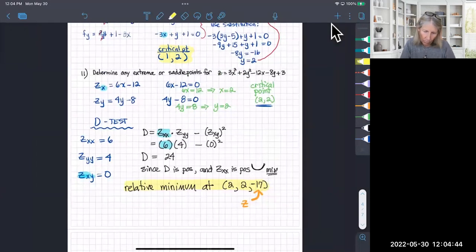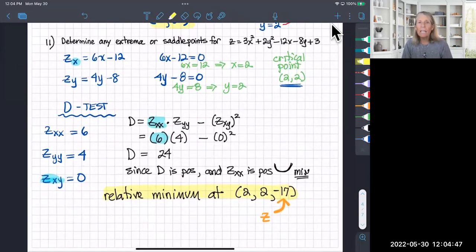So that would be all of our work for finding any extrema. Again, it's really important that you show the D test. You don't ever assume a critical point is something without the proof of it.